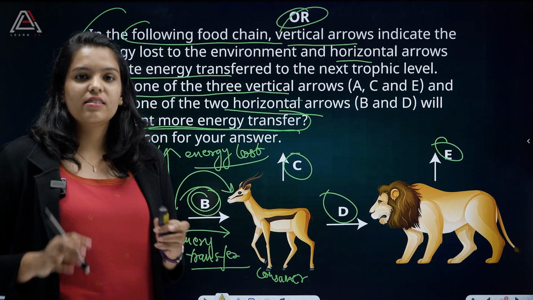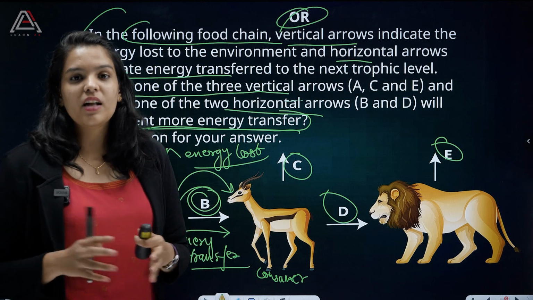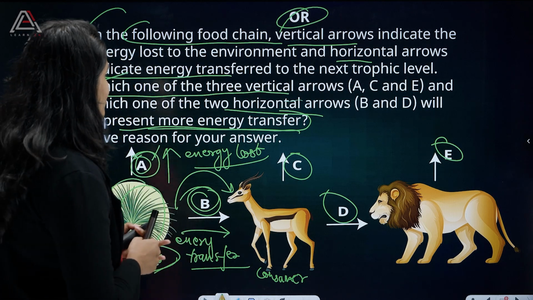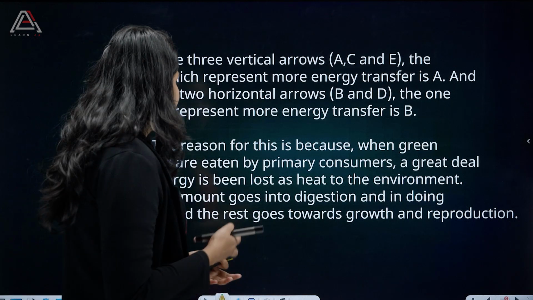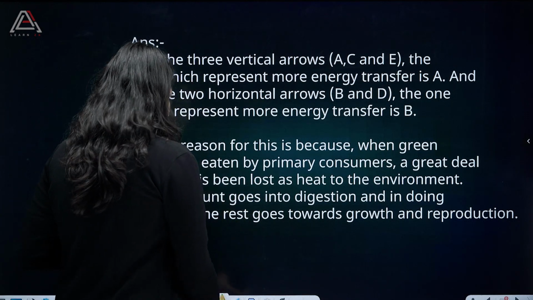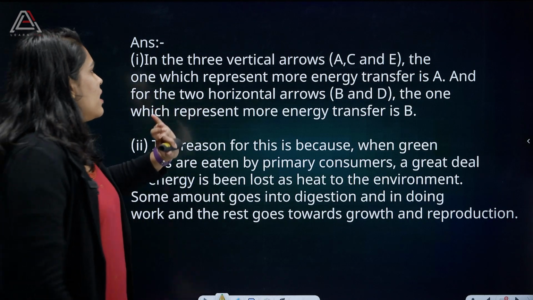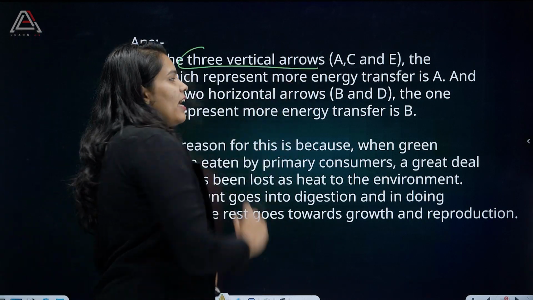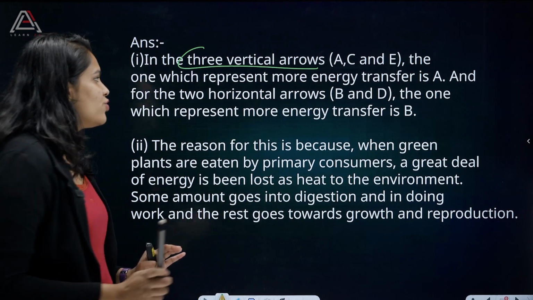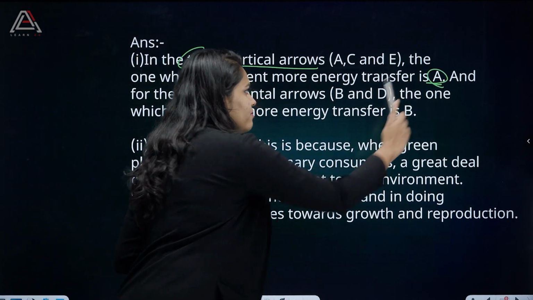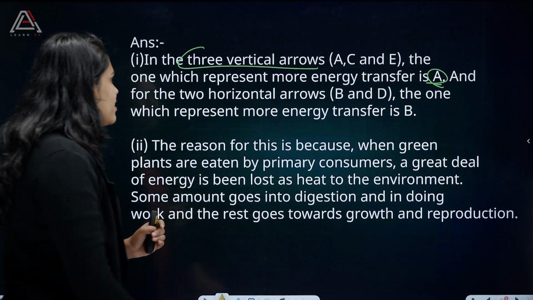So that is the answer. A very simple answer and a very direct question. Let's go through the answer and see whether the information I have provided to you is present or not. They were asking about three vertical arrows, that is A, C and E. Which of them has the highest energy transfer? A. You just have to explain that.